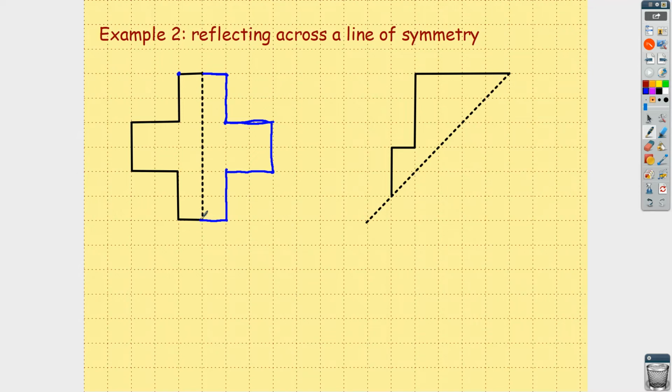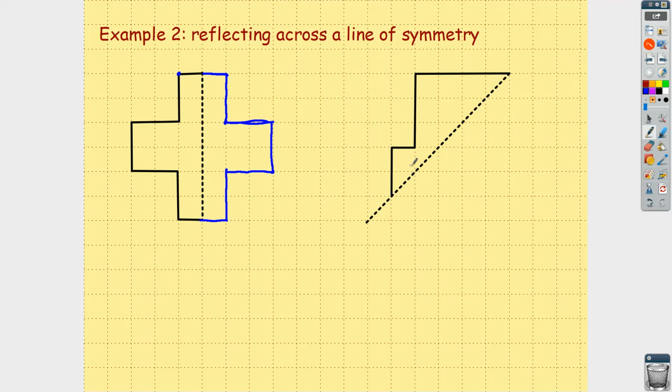Second one is the exact same idea. The only difference is you've got your line of symmetry on a diagonal, on a slope, okay? So you have to take a wee bit more time thinking about what you've got. We're still just going to look at each point and join them up as we need to, okay? So we'll start over here. We're reflecting across this line of symmetry. We'll start with our first point coming from here up, okay?